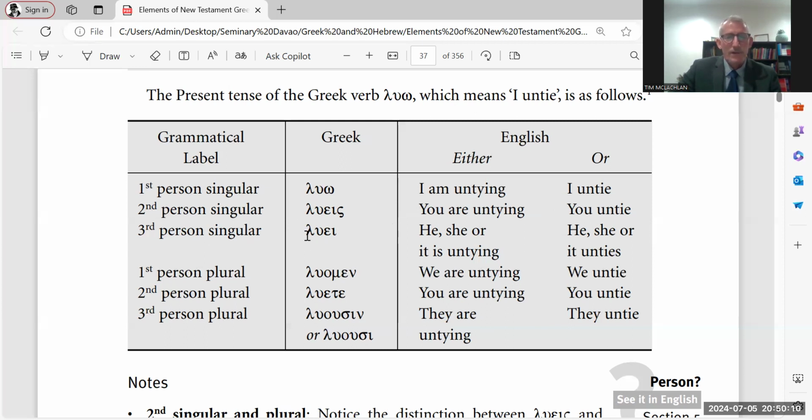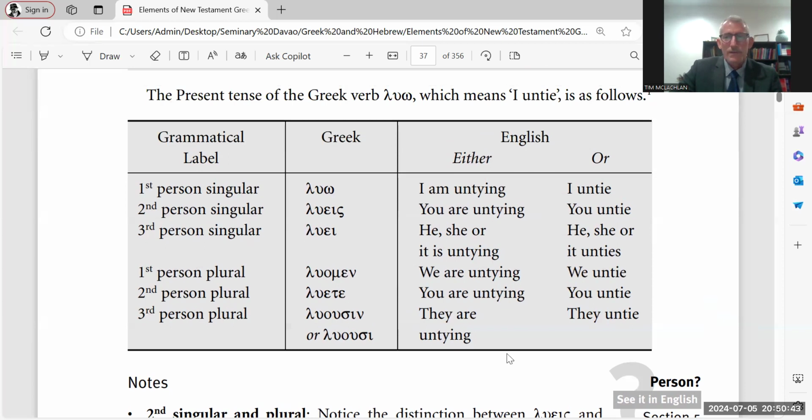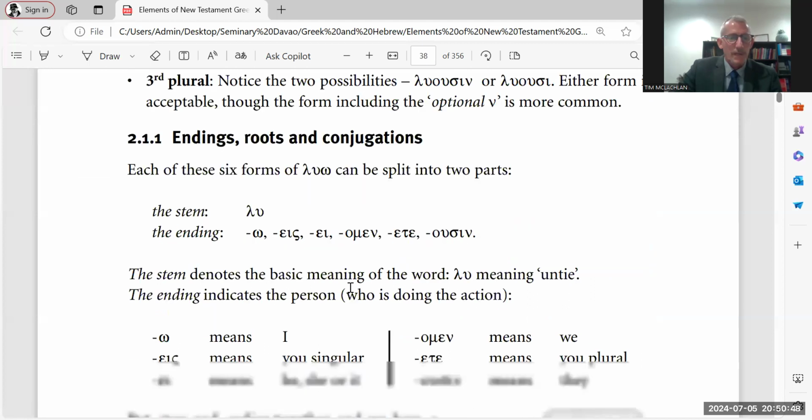And luei, so that's your third person singular. He, she, or it is untying. And then you have your first person plural, omen. That's the ending for these. And luete, lusin, and lusi. So that depends on how the next word is going to be formed, whether it begins with a consonant or a vowel. That's why this will change, you have the nu on the end and sometimes you don't. So hopefully that explains enough for that section right there. That's the verbs. Now we'll come down to the next section.